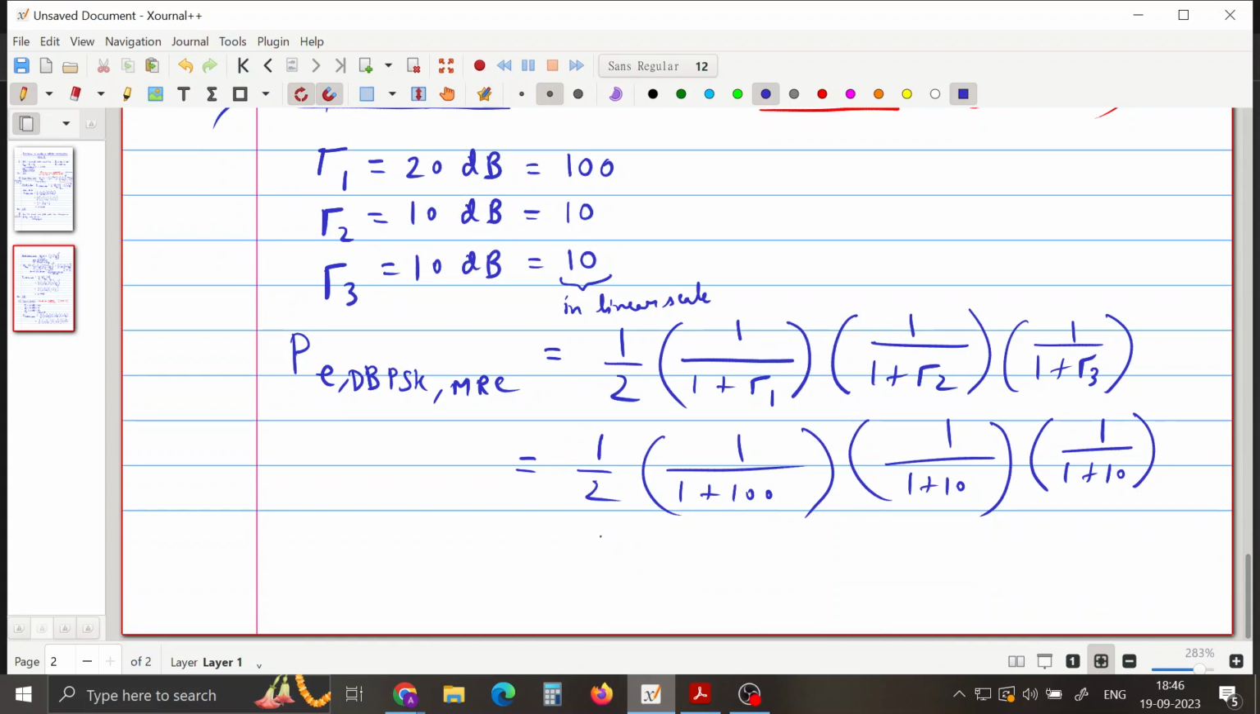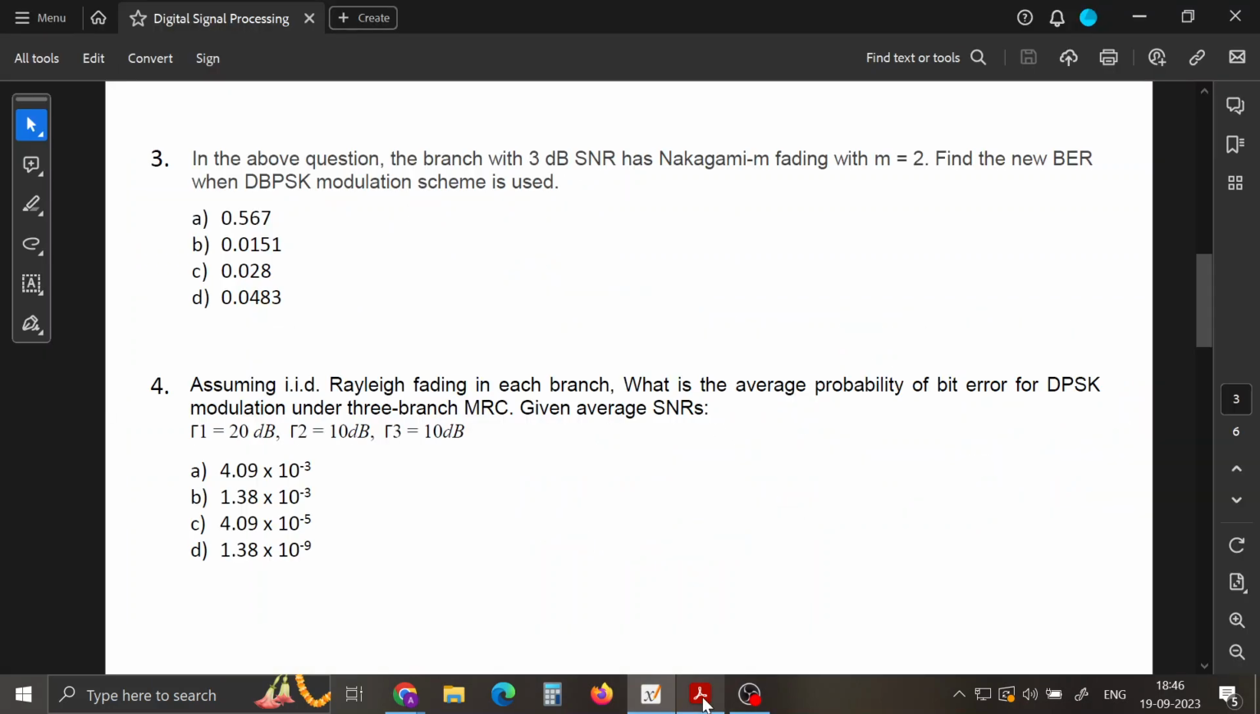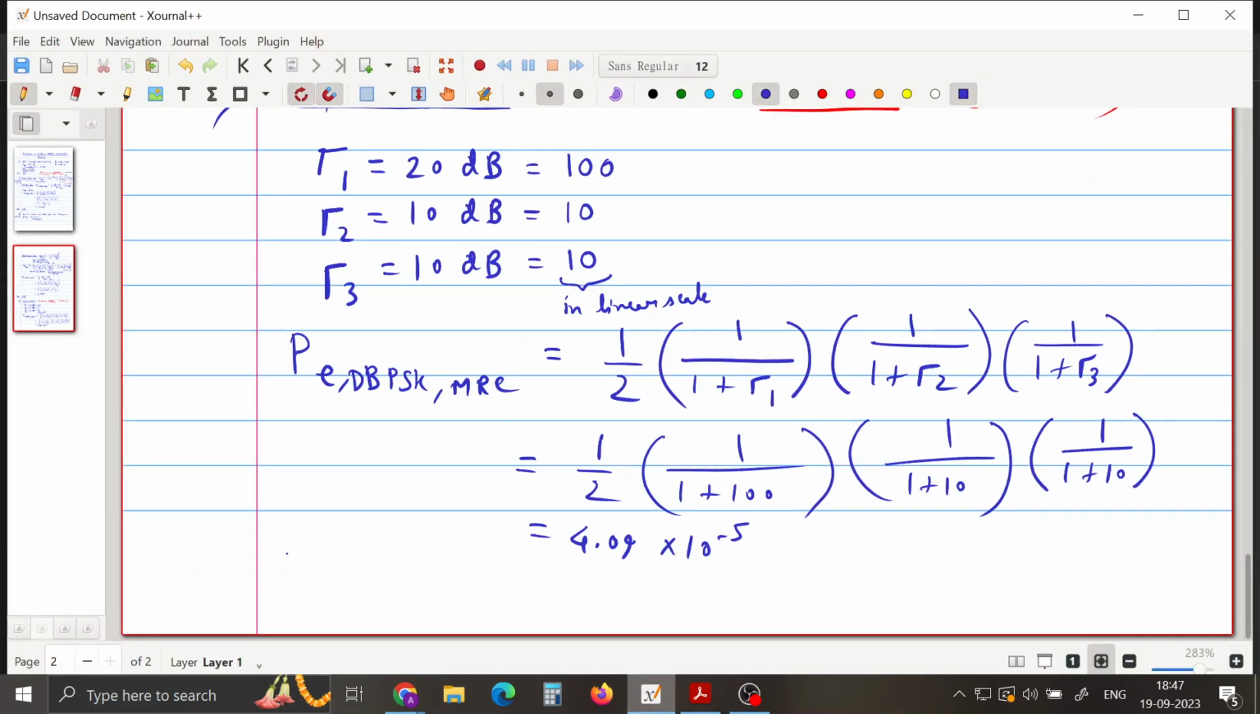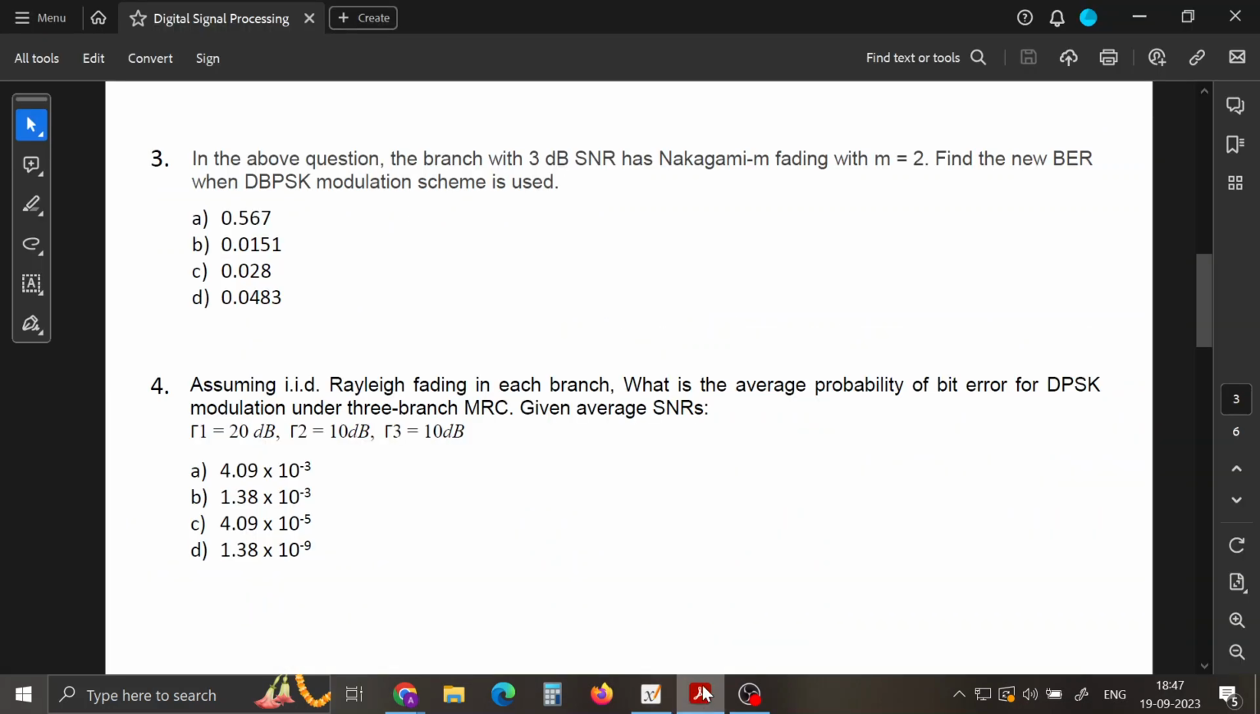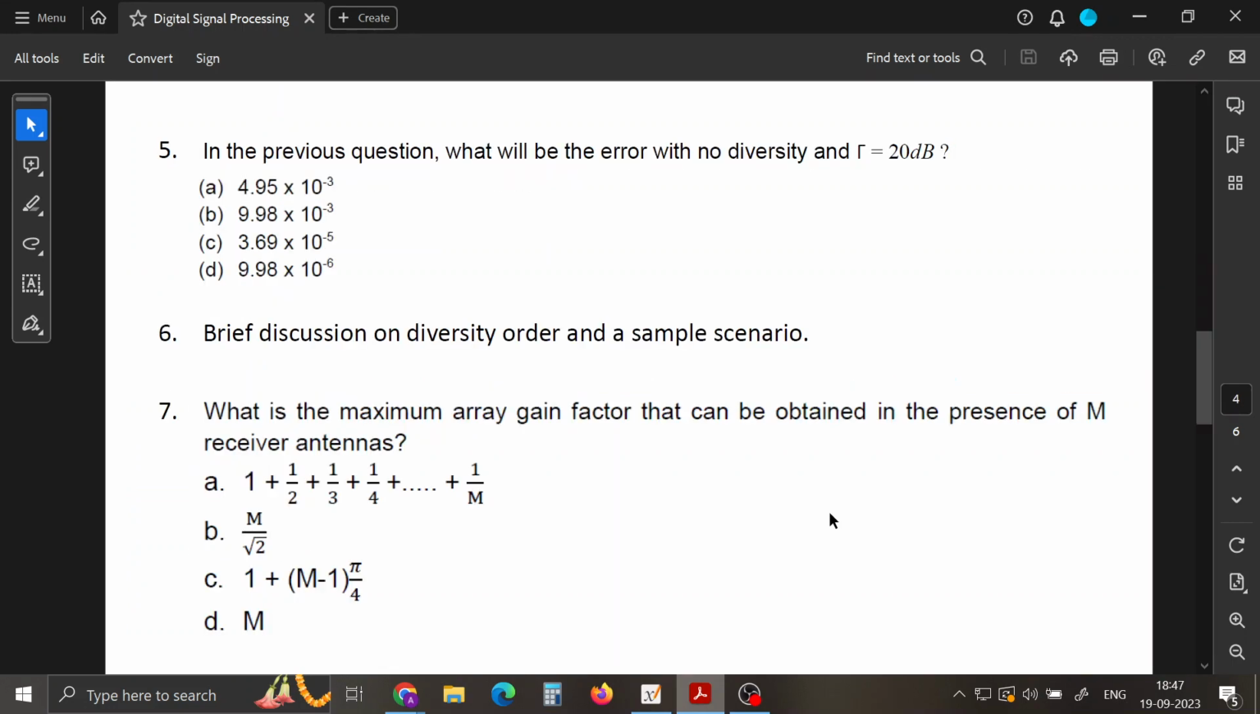So if you just calculate, you get 4.09 roughly into 10 power minus 5. So that's option C, 4.09 into 10 to the power minus 5. Okay, very easy. So move on to the next question.